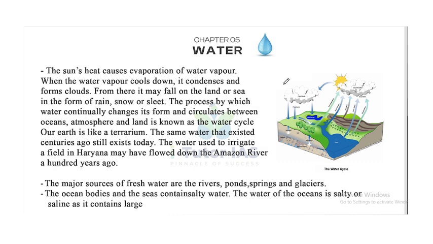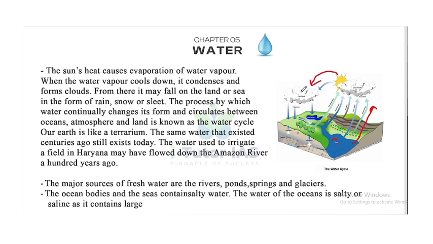Okay, so look at this picture. First one, for example, this is a river, and when the sun's heat causes evaporation, due to the heat of the sun, the evaporation happens. Evaporation happened, and it forms water vapor. Now, when this water vapor cools down, it forms clouds. Okay, look at this picture.